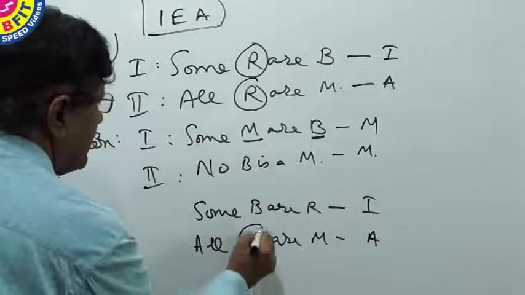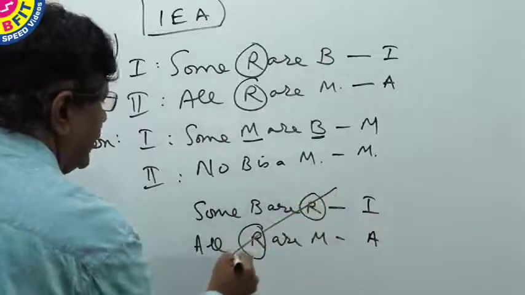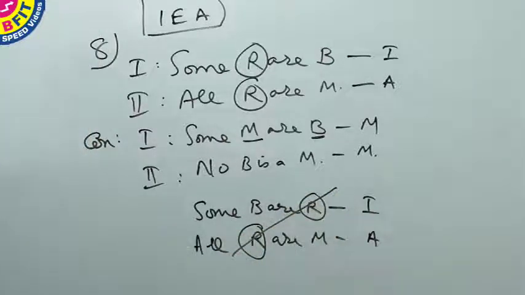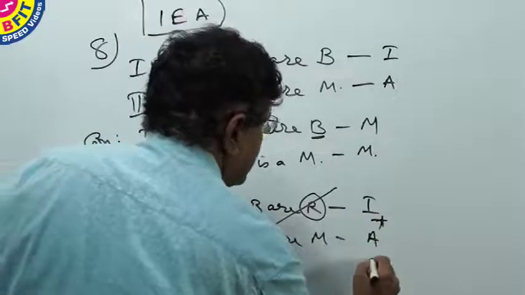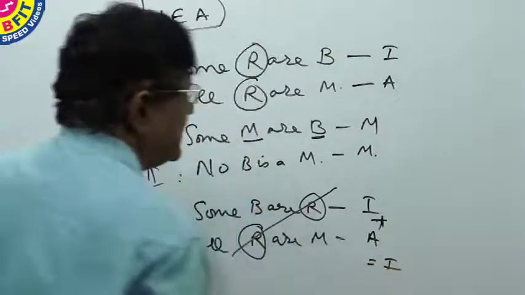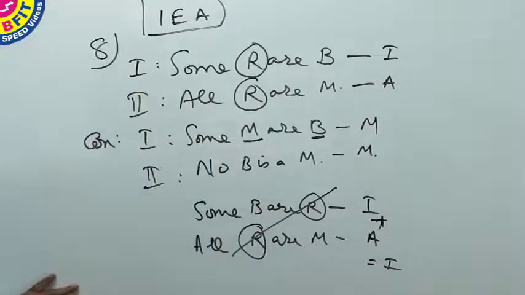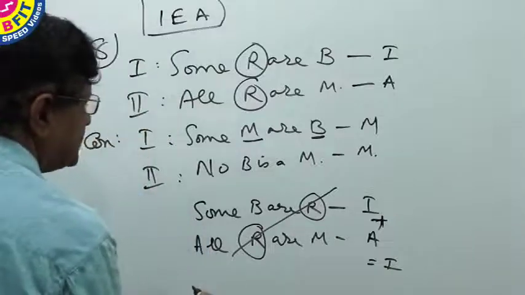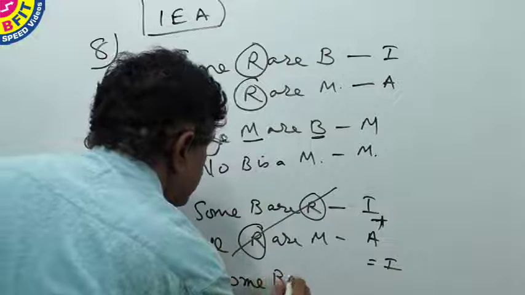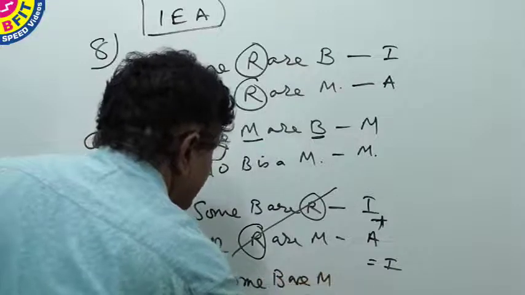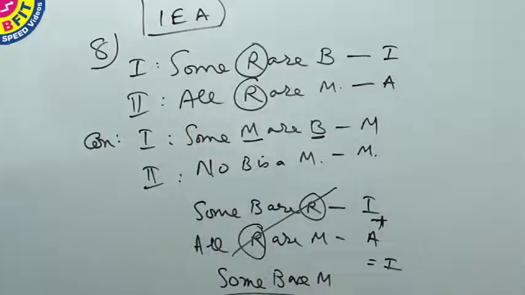Now the common term is aligned, therefore we can cancel and we can draw mediate inference. What is the mediate inference? I plus A. I am Indian. I plus A is I. As per table 6, the mnemonic device, I am Indian. So it is an I type statement, conclusion is possible. So some B or M. Some B or M is a valid conclusion.